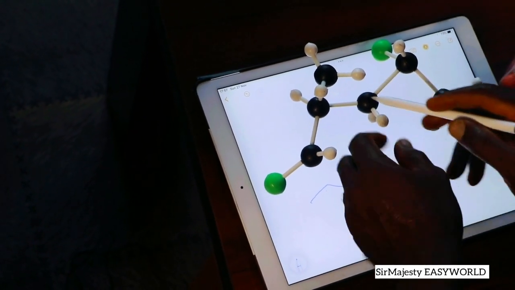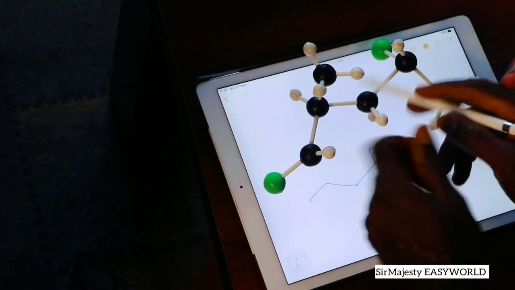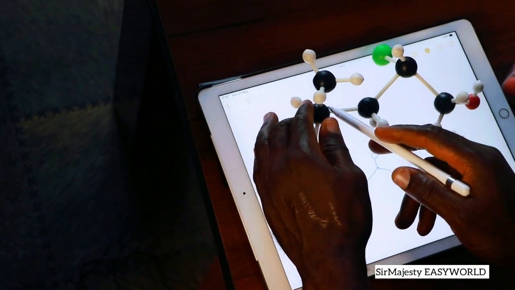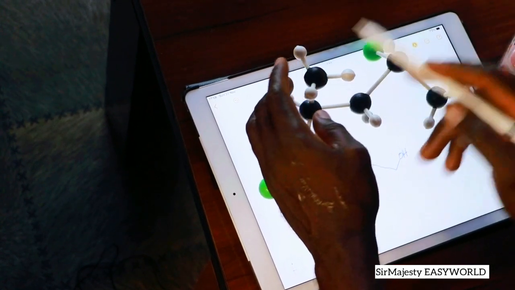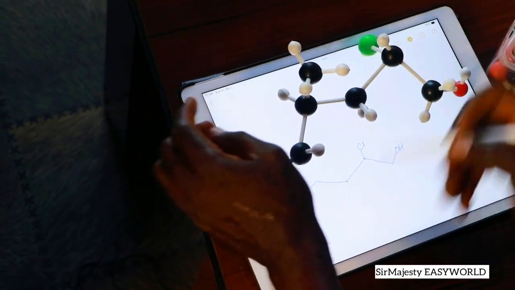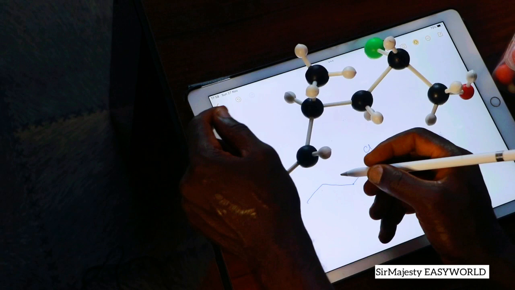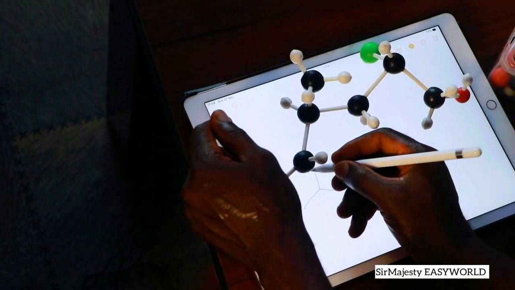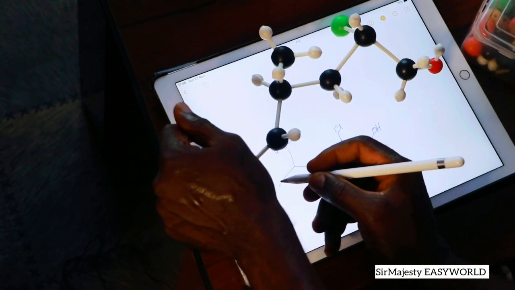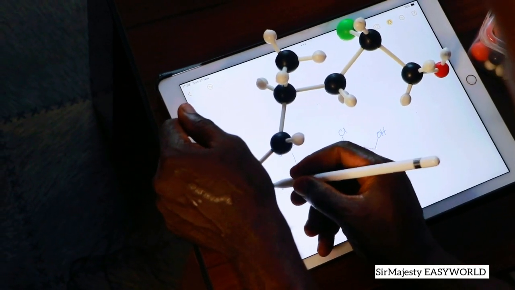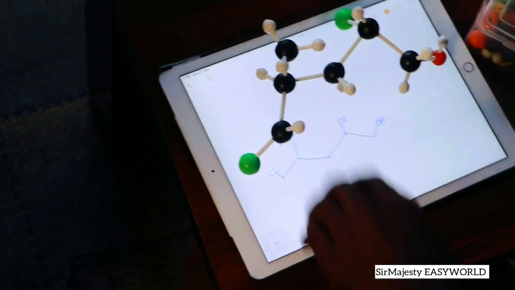There is nothing except hydrogen throughout, so no substituent group. Then carbon 4 here, remember, I have another carbon. This is CH, 1, 2, 3. So this is CH3, which I will attach here, CH3. Then this last one also has chlorine, so I will attach my chlorine. I have drawn this structure.